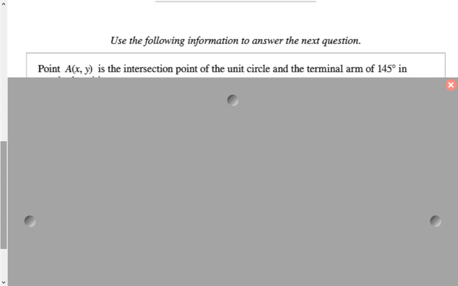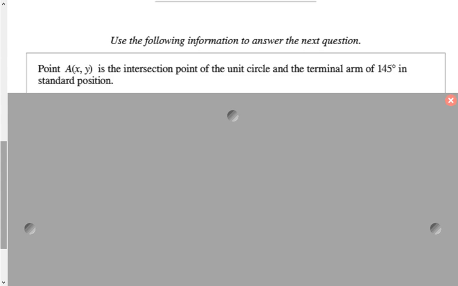What you're asked to do is you're given a point that's the intersection of the unit circle and the terminal arm of 145 degrees for an angle in standard position. Now, ideally, I would say you should be able to answer this question in, well, I want to say 30 seconds or less, but I could say a minute or less.